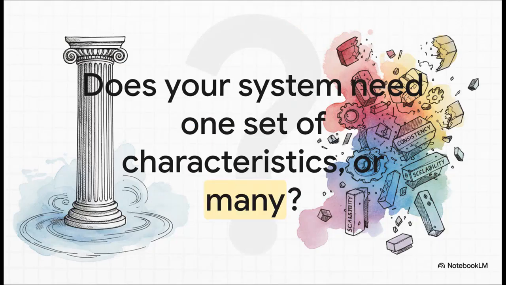And this idea makes the decision so much easier. If your entire system can operate successfully with a single, unified set of characteristics, meaning you only need one quantum, then a monolith is a great, simple choice. But if different parts of your system have conflicting needs, like your user catalog needs to scale to millions, while the payment service needs extreme consistency so you never lose money, then you have multiple quanta, and that means you require distributed architecture to support each of those needs independently.